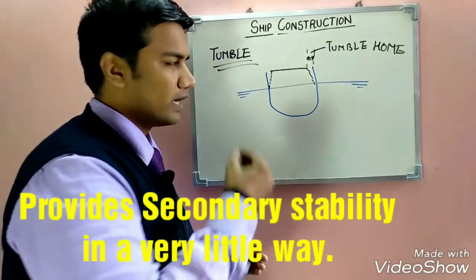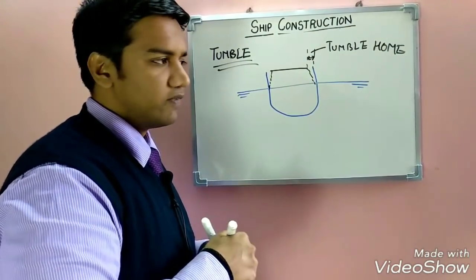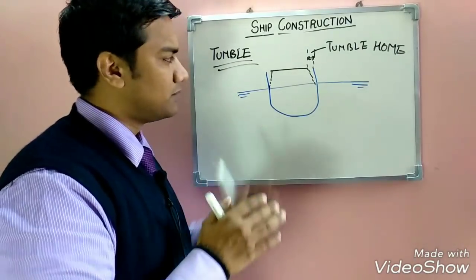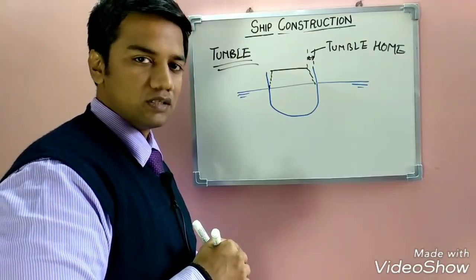The basic additional stability it adds is in uprighting the ship. When the ship is rolling, to bring it back to its equilibrium, it helps in bringing the ship back to the stable position.